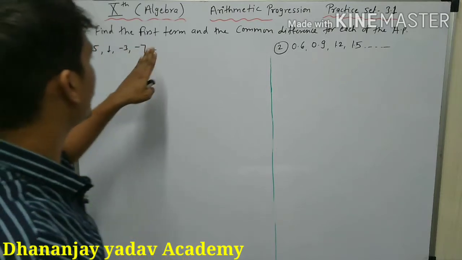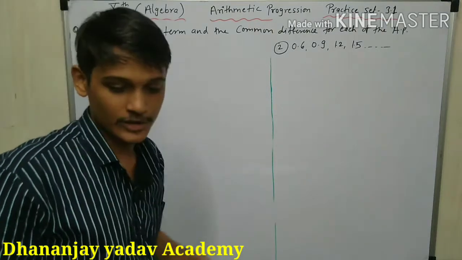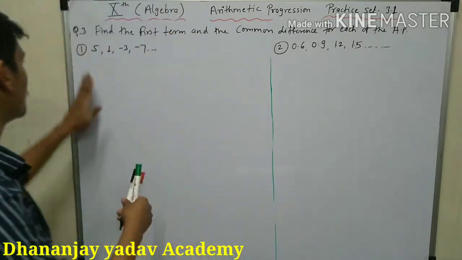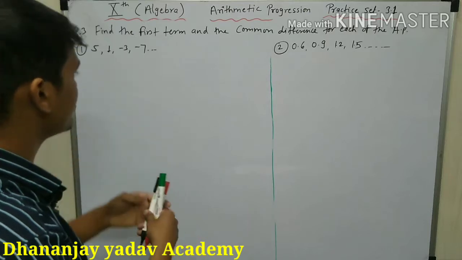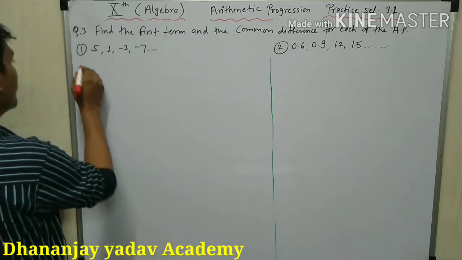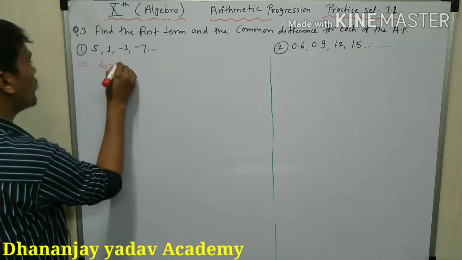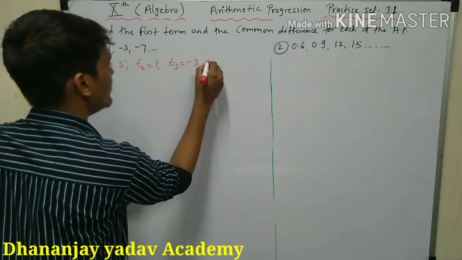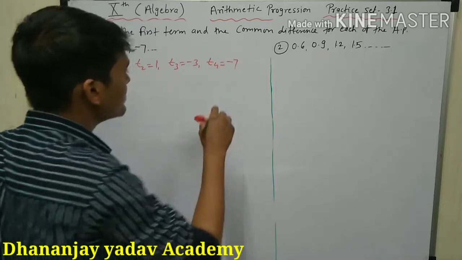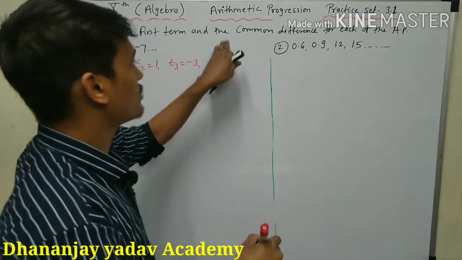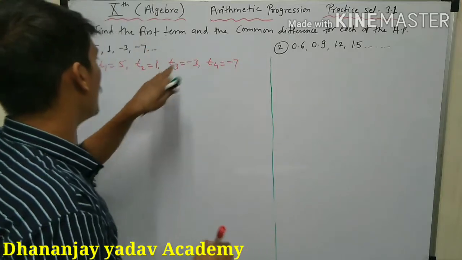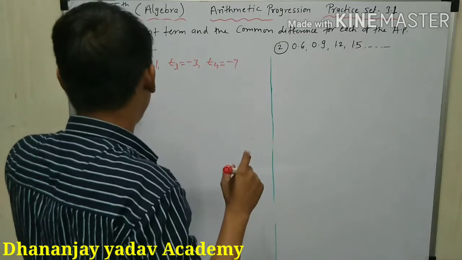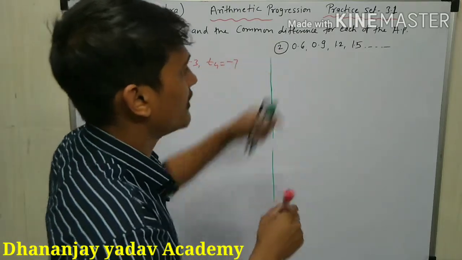Question number 3: find the first term and the common difference for each of the AP. Understood? The first question is 5, 1, minus 3, minus 7. You can write here T1 is equal to 5, T2 is equal to 1, T3 is equal to minus 3 and T4 is equal to minus 7. Then you find out the common difference. First term is what? A. A is equal to T1, which is 5.